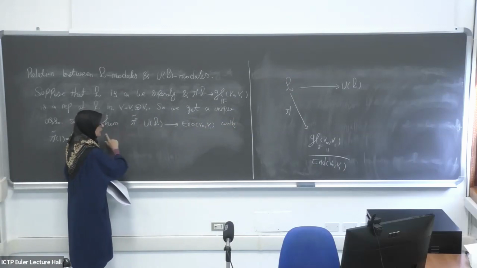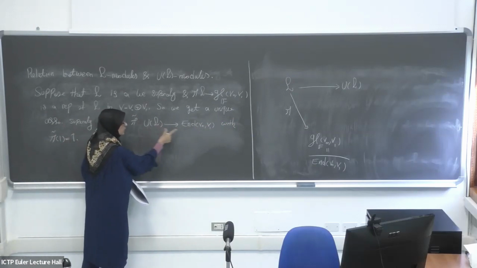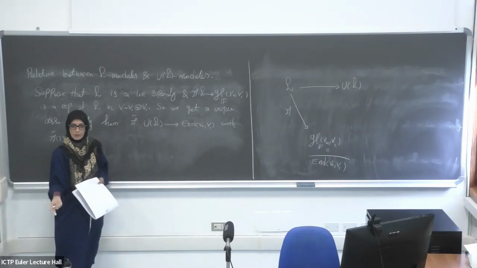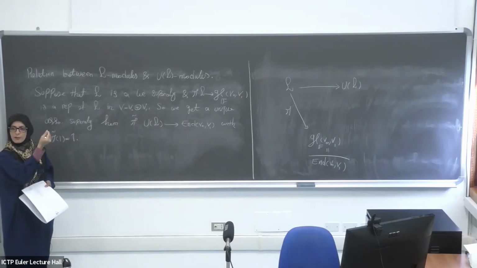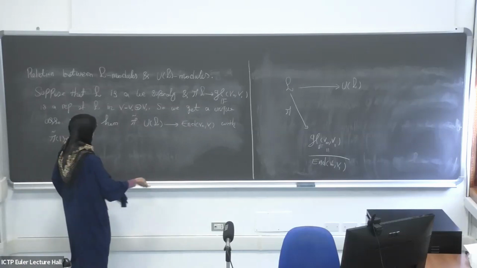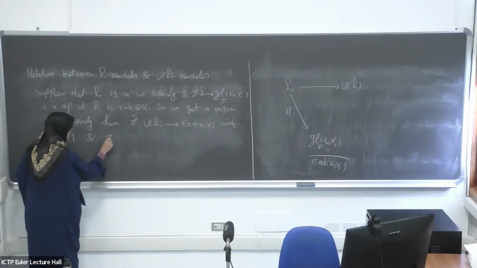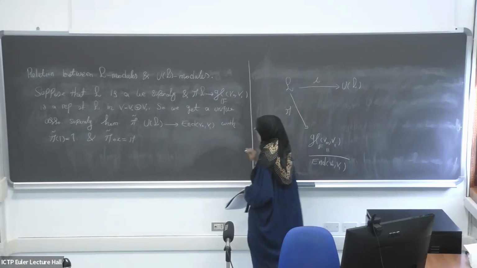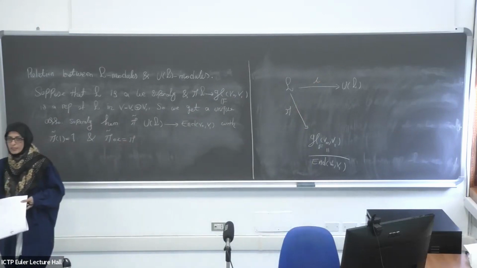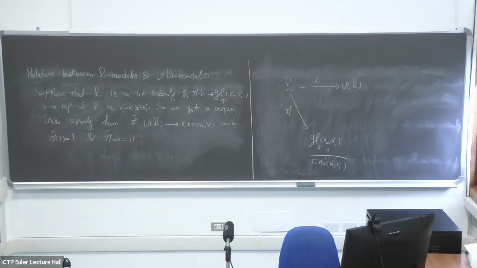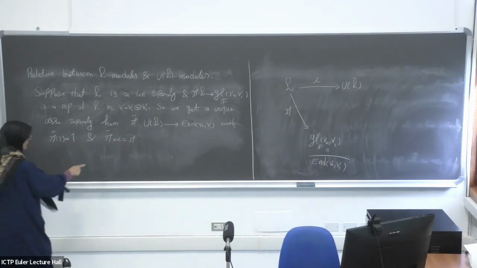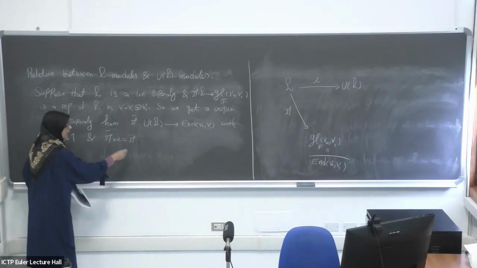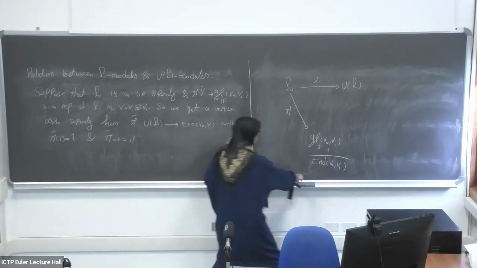So we have a superalgebra homomorphism from UL to the endomorphism of V0 V1, and it is just a representation of UL. So we start with a representation of L and we get a representation of UL. And this representation satisfies pi tilde composed with iota equals pi.